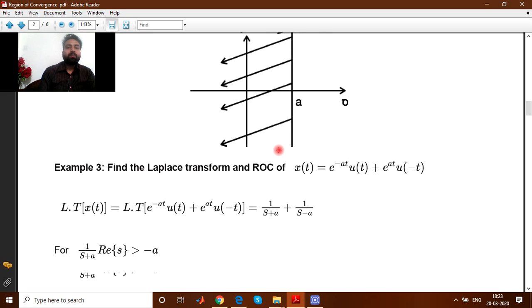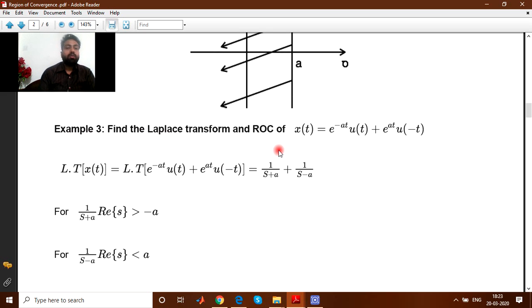Let's see the third example, in which we combine both signals: e raised to the power minus at u(t) plus e raised to the power at u(-t). The u(t) is defined from 0 to infinity and u(-t) is defined from 0 to minus infinity. So the whole area from minus infinity to plus infinity is covered here.